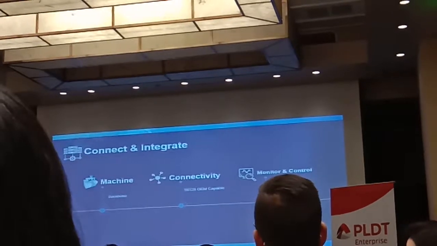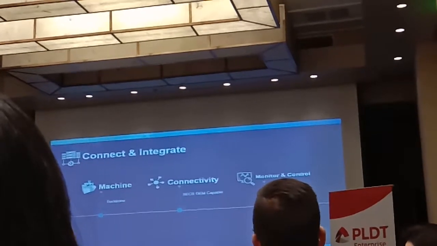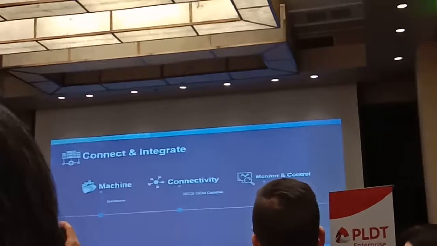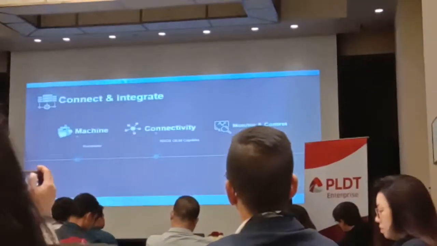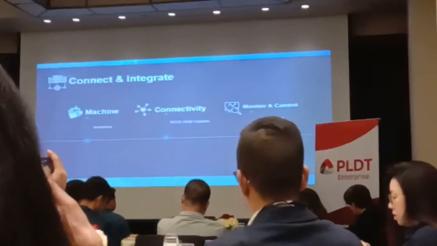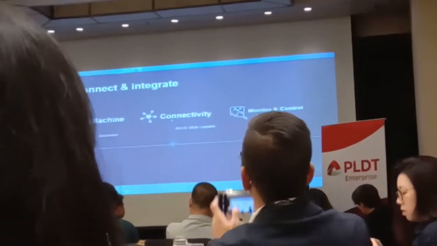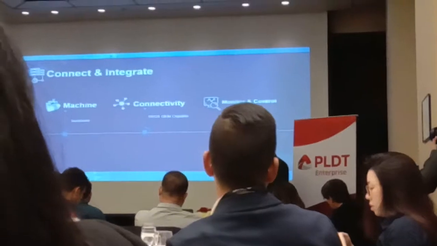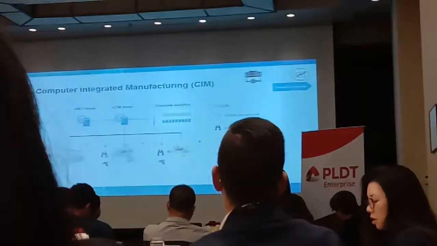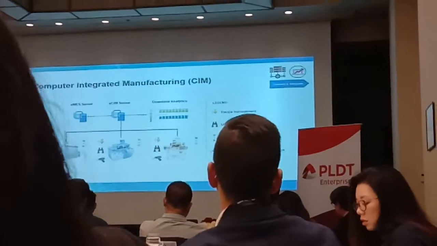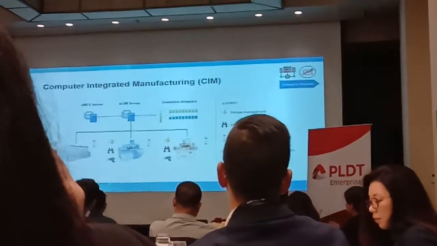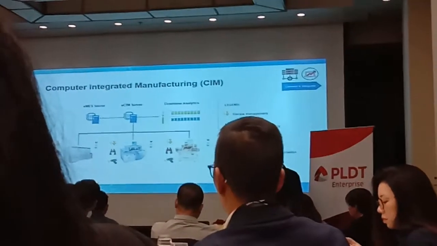So we have 6,000 machines and we connect them to our backbone. We use the connectivity protocol, SECS/GEM. These are enabled in the machines to be able to provide some capability for commands and control. Now what we build is a computer integrated manufacturing, or CIM. Our machines are connected to a centralized server.